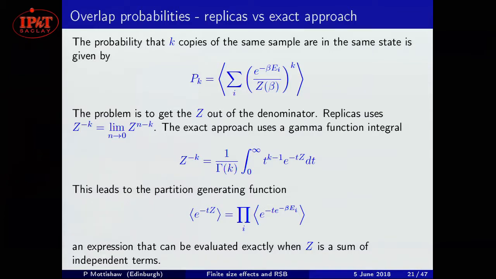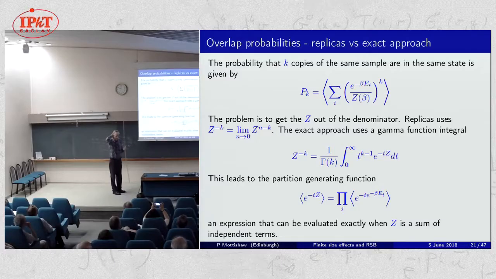Okay. So I'm not going to go through how you do exact calculations on things like the random energy model, but I think it's quite instructive just to look at the basic difference between replicas and the exact approach. And if we generalize P2 to what I would call Pk, which is the probability that k copies of your system are all in the same state, which is just given by this quantity here. This is the Boltzmann weight to the power k, and then you sum an average, which will give you the probability.